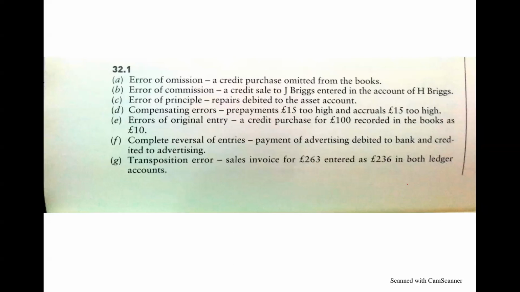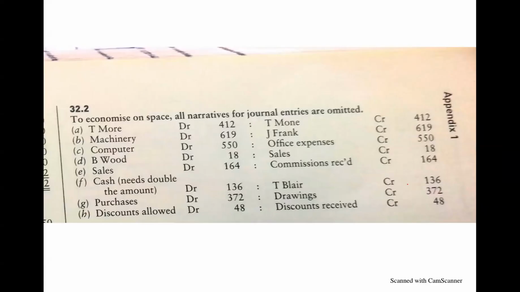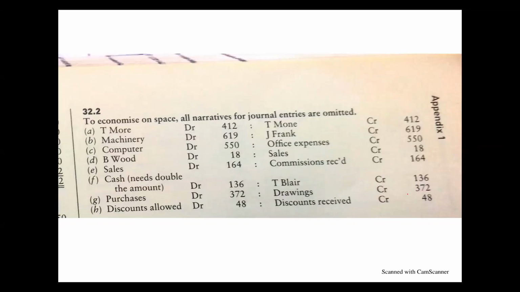So these are the journal entries that you needed to make. On A, you debit Timon and you credit T. Mon. Transaction B, you debit the machinery account and you credit J. Frank at the same amount. On C, you debit the computer and credit the office expenses account. It's basically the same thing that I have talked about again and again. So these are the journal entries that you actually need to make.